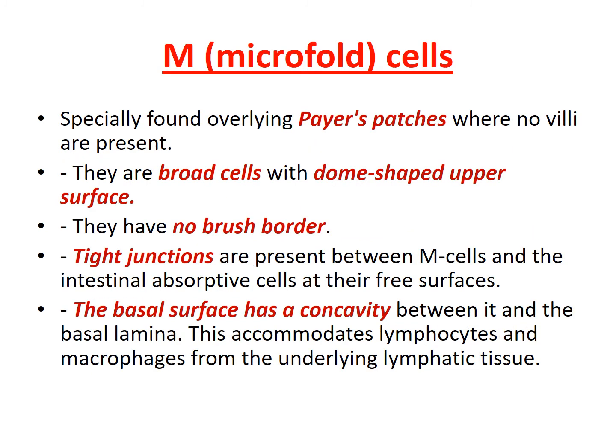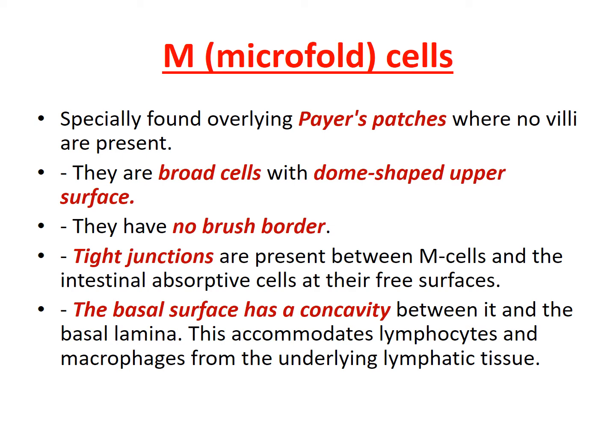M cell, or microfold cells. This type of cell is particularly found overlying Peyer's patch, where there are no villi. What are the characters of M cell or microfold cell? They are broad cells with a dome-shaped upper surface. These cells have no brush border. There are tight junctions present between the M cell and the intestinal absorptive cell at their free surfaces.